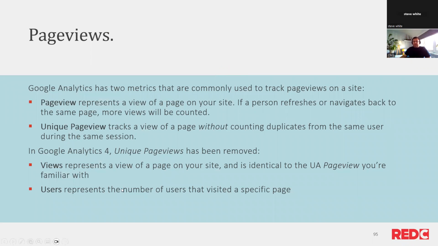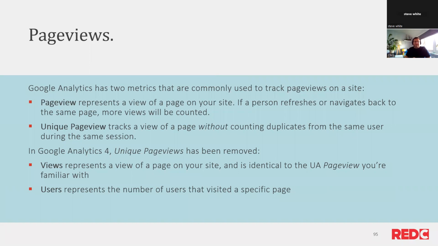One of the other things that's changed in GA4 compared to Universal Analytics is the concept of page views. In Universal Analytics, page views were the number of views a page has received on site. If the person refreshes or navigates away from a page and comes back, that will be counted as multiple page views. But you used to have a metric called unique page views, where it would just track single instances from the same user. So if I viewed the same page 4 times, the unique page view metric would just measure it once. Unfortunately, that doesn't exist anymore.